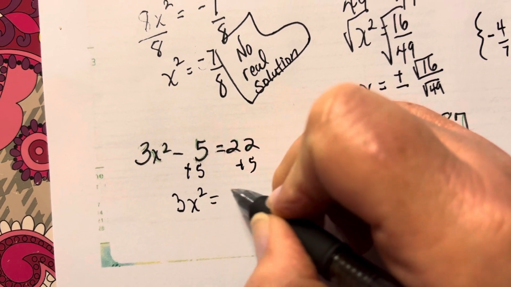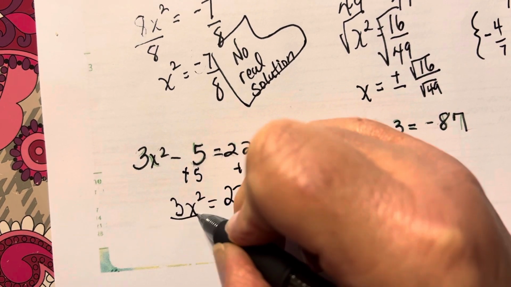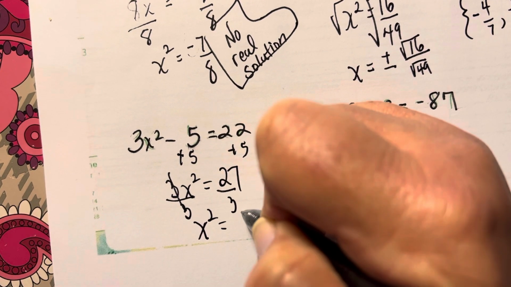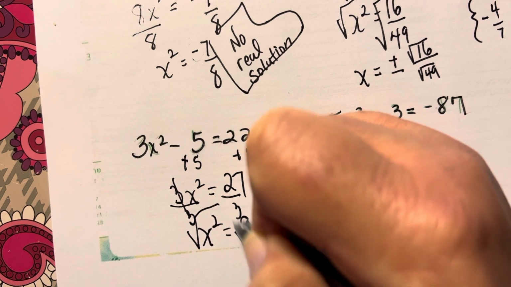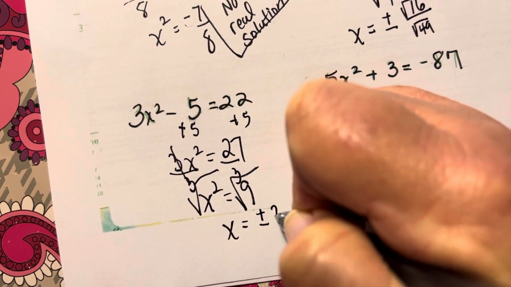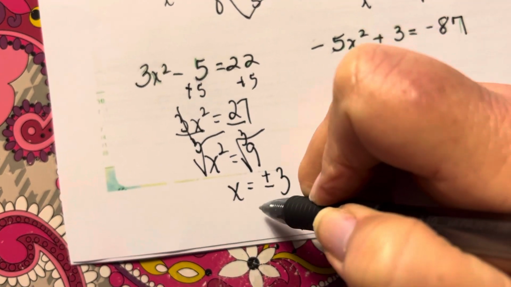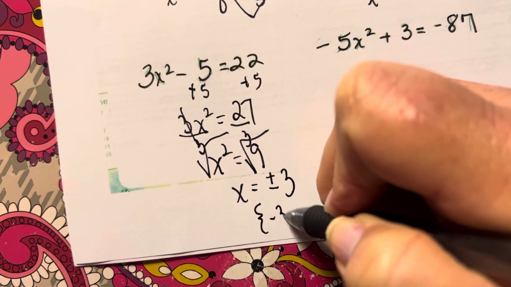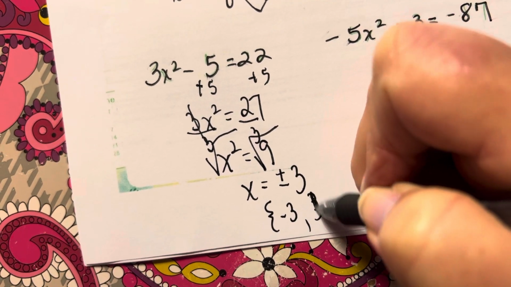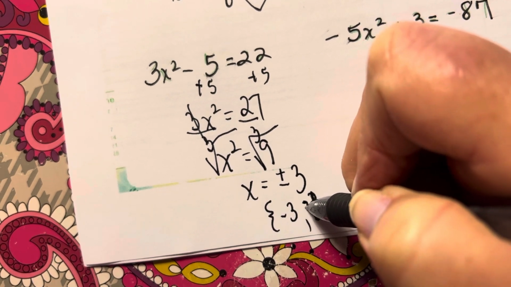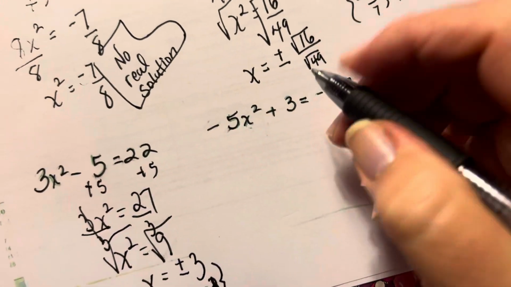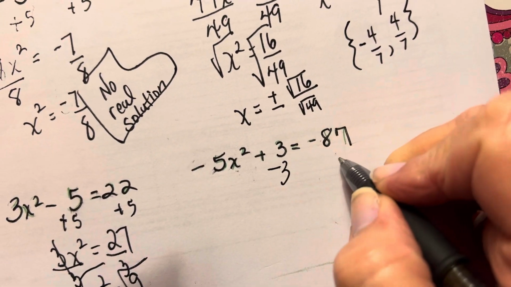Then for this one, I'm going to add 5. 3x squared will equal 27. Divide by 3. X squared will equal 9. Take the square root. X will equal plus or minus 3. And so I can either write it like that, or I can write it like this. Whoa, like my 3? Sorry about that. +3.